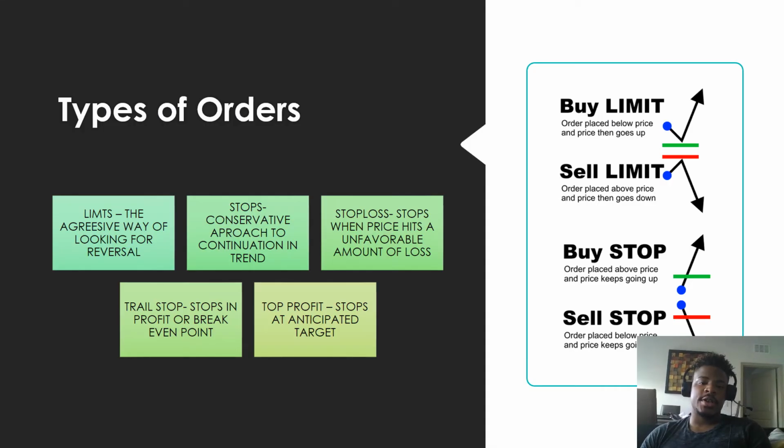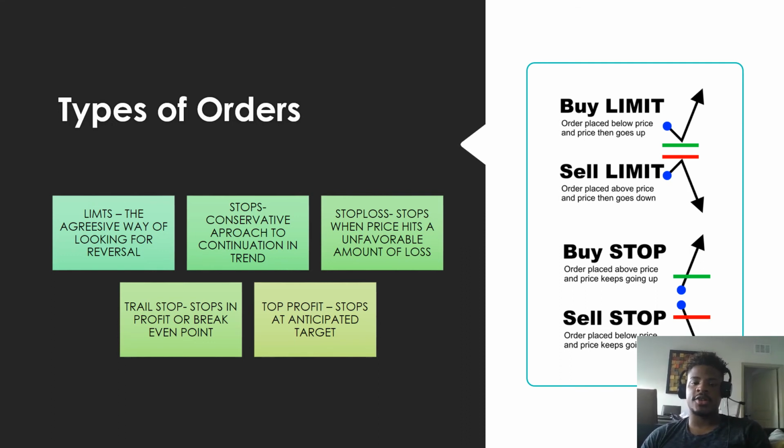Types of orders. So there are various types of orders in the market. For example, limits are the way that you can look for reversals in the market. Like for example, there's a sell limit, so you're looking for the highest high before it reverses, and the buy limit, which is the lowest low before it reverses. As for stops, it's a very conservative approach to the continuation of the trend. So therefore, that's like once it reverses and it's continuing in trend, that's where you would get in, probably at an area of structure.